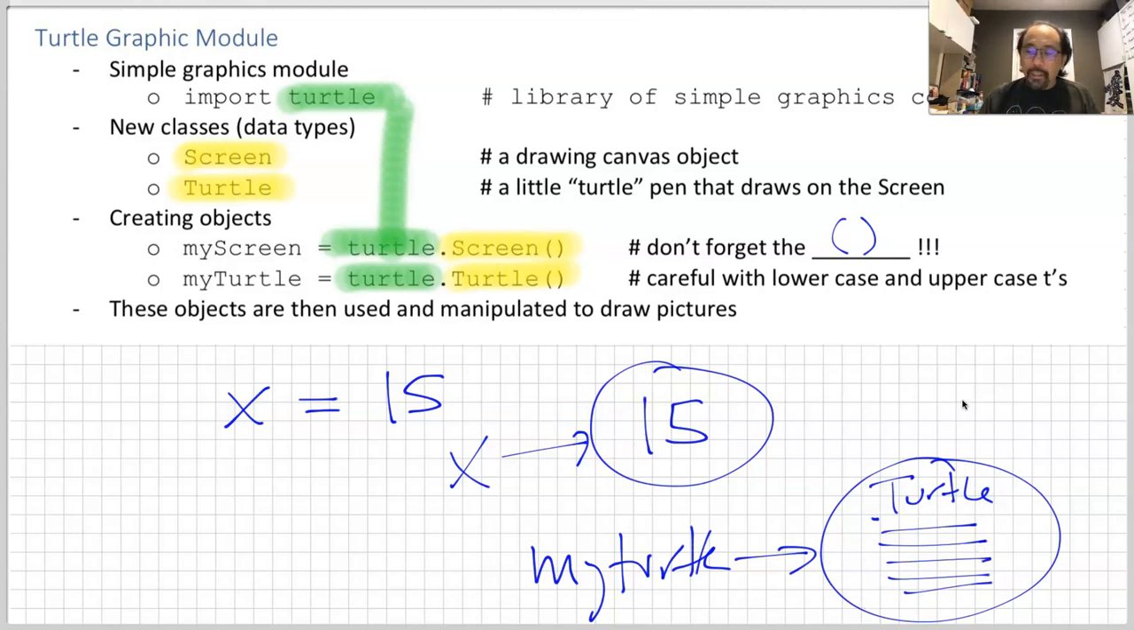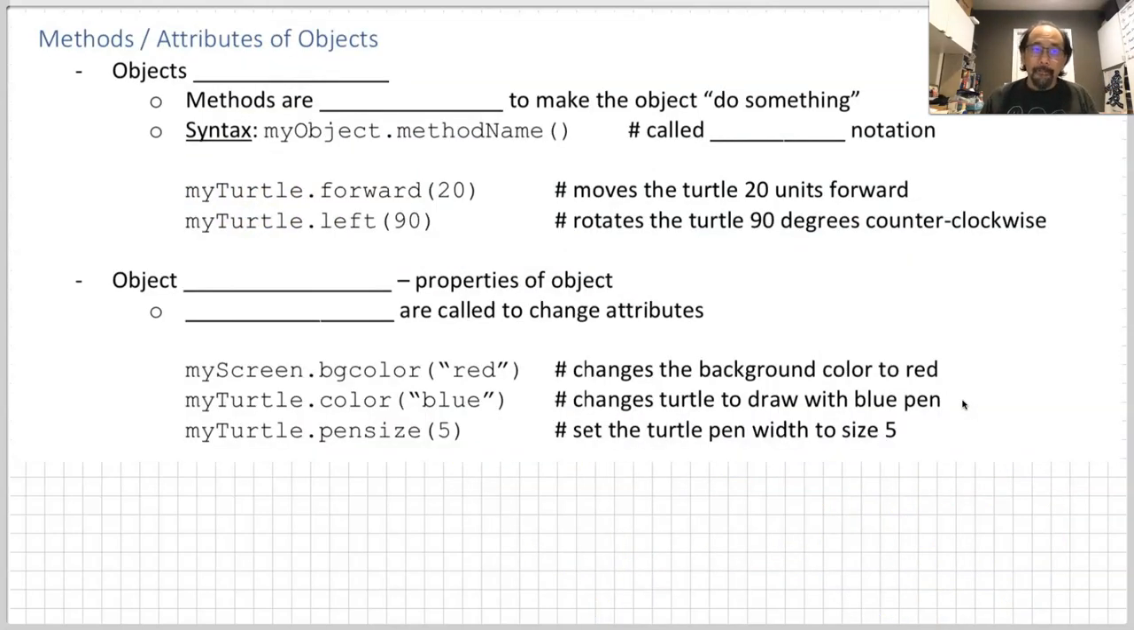Okay, now let's dig into this whole idea of an object again, at a deeper level now. Again, in Python, everything is an object. Integers were objects. Now, we're going to learn a little bit more about objects.